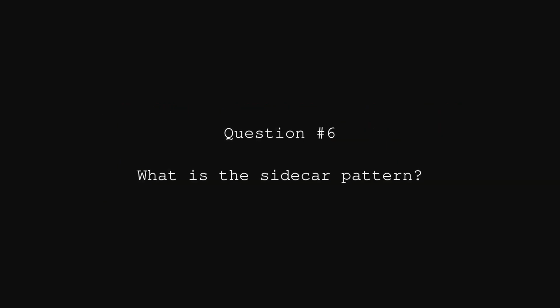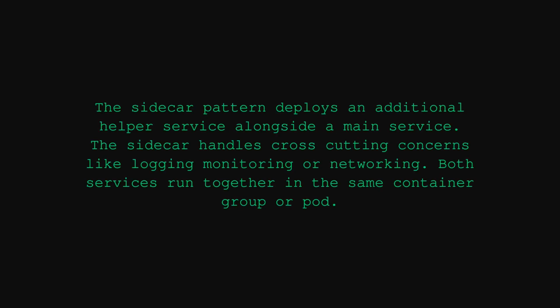Microservices and system design interview question. What is the sidecar pattern? The sidecar pattern deploys an additional helper service alongside a main service. The sidecar handles cross-cutting concerns like logging, monitoring, or networking. Both services run together in the same container group or pod.